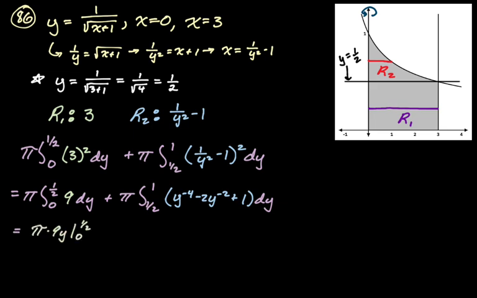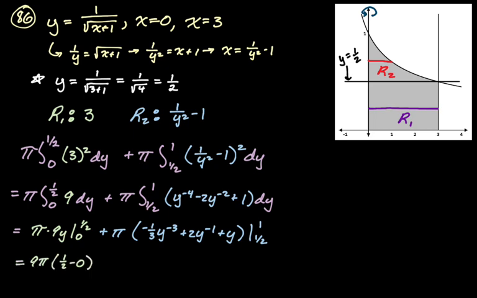So we get pi times 9y from 0 to 1/2, plus pi times the antiderivative from 1/2 to 1, and then the integral of 1 is y. Fundamental theorem, this thing. It's gross. So, the first part's not bad. You just get 9 pi over 2. Then you get pi. When you plug in 1, you get negative 1/3 plus 2 plus 1. When you plug in 1/2, you end up with like 3 over 8, but then the reciprocal, so negative 8/3.